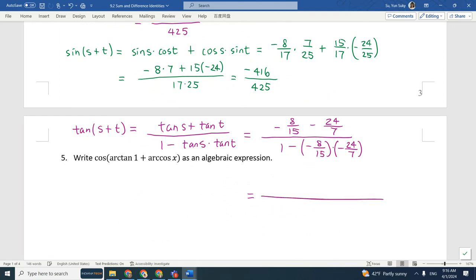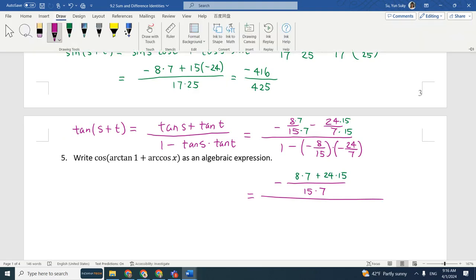For example, the common denominator of the top is 15 and 7. The top one, you want to multiply by 7, and the second fraction, you want to multiply by 15. So you have 8 times 7. But because you factor out the negative, this becomes plus. If you factor out the negative, positive. So it's positive 24 times 15, and the denominator is 1.